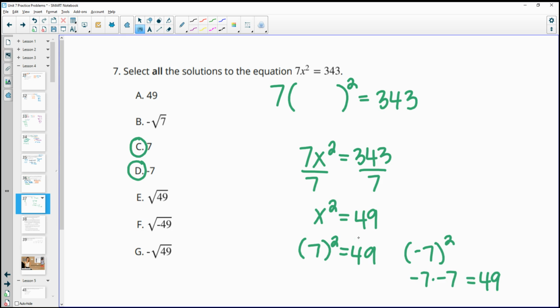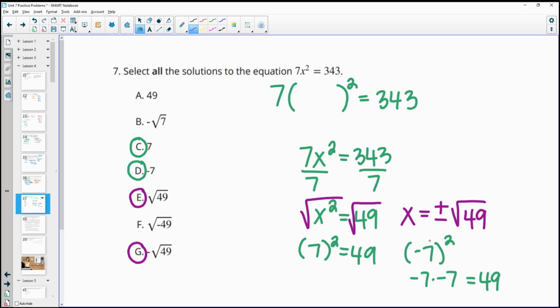And then another way to write this is by doing the square root of both sides. And so we could say that x equals the plus or minus square root of 49, simplifying that down to plus or minus 7 like we just did. But that tells us that E is also a solution and G is a solution, the plus and minus square root of 49. Now we can't have this negative inside of the root, right? It's the square root of positive 49. So this one is not good, and neither are these.